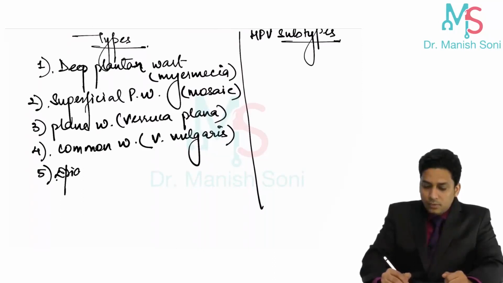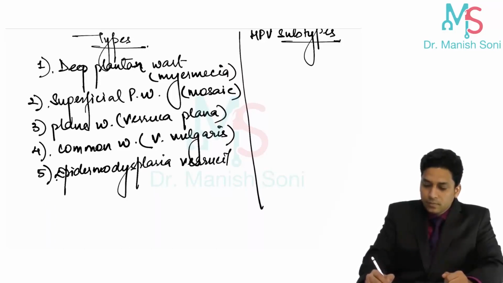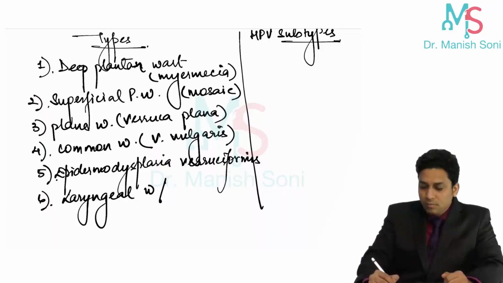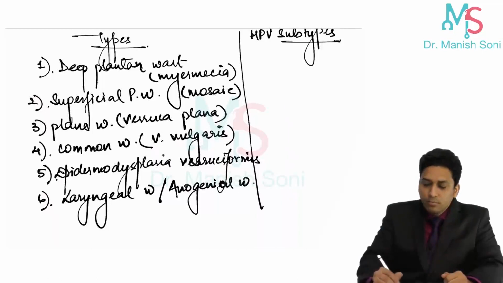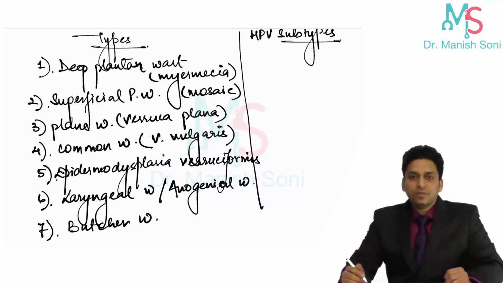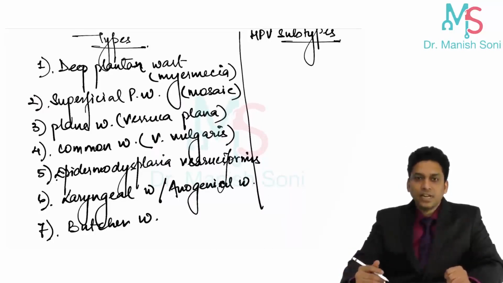Then epidermodysplasia verruciformis. Then laryngeal wart. Along with laryngeal wart, also remember anogenital warts, because in both the causative organism is same. So laryngeal wart and anogenital wart. And last one is butcher wart.